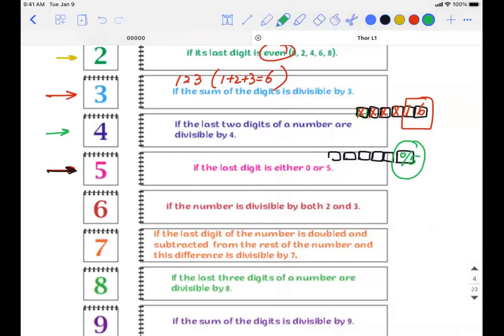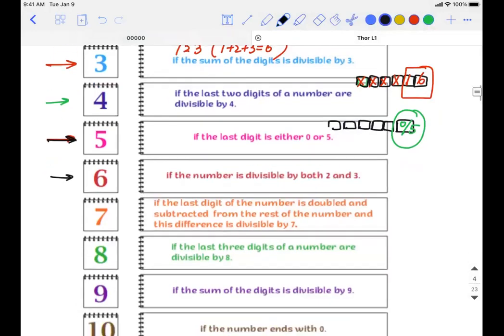Again, 4 and 5 are similar. I don't really care about the previous numbers. I only care about the last number. The last number is 0 or 5. The other ones, I don't really care. Okay? Good. Let's go to number 6.